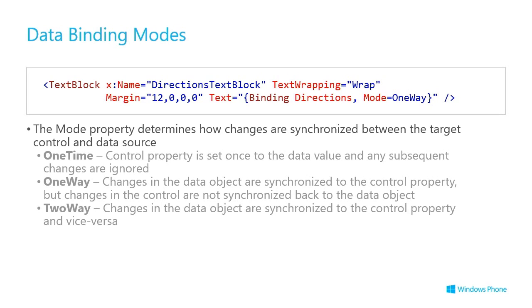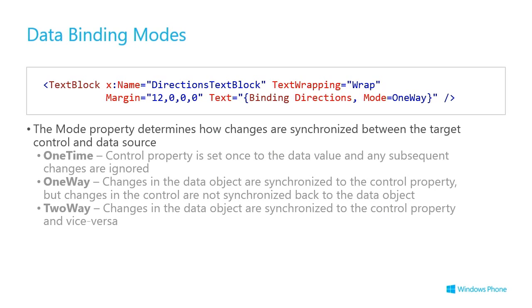There are 3 modes for this. There's one-way mode, one-time, and two-way. So one-time means that when the page is rendered, any binding statements are resolved against the underlying data context just the one time and displayed on the screen, and thereafter, if you change the underlying data object in code, it's not reflected in the UI.